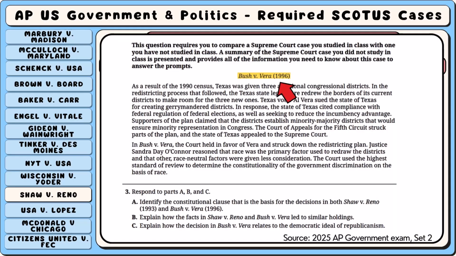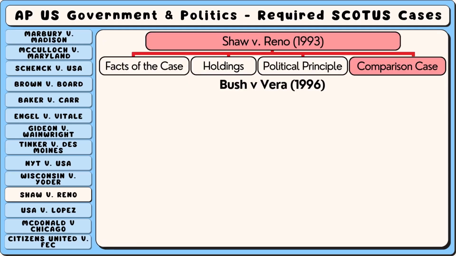Now let's compare this case to Bush versus Vera, which occurred in 1996, which was the non-required case that students had to compare to Shaw versus Reno in Set 2 of the 2025 AP exam. In this exam, students were required to identify the common constitutional clause between the two cases, and then they needed to explain the similarities in the holdings. So, let's look at what happened in Bush versus Vera.